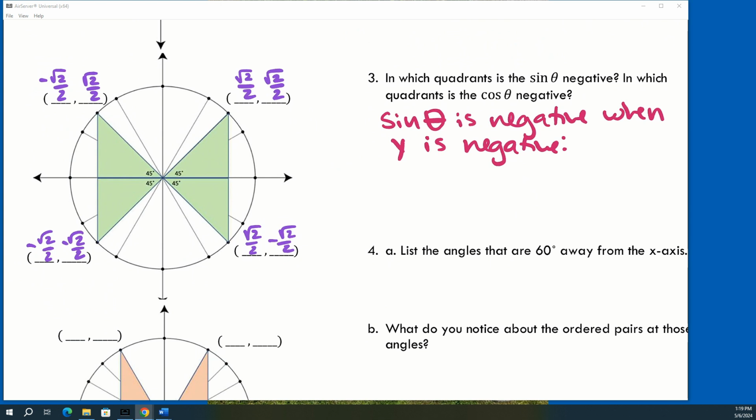The bottom 2. Yeah, you're right. The quadrants go like this: 1, 2, 3, 4. So it's going to be 3 and 4.